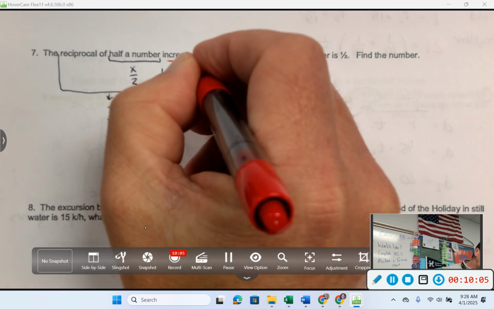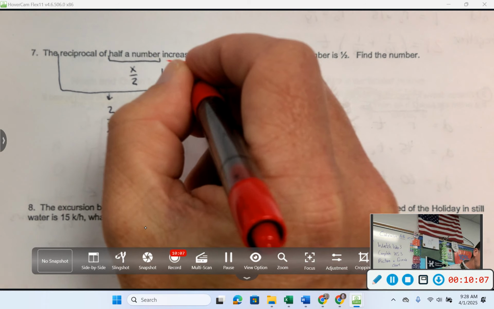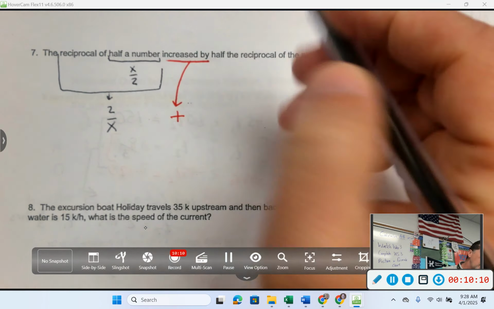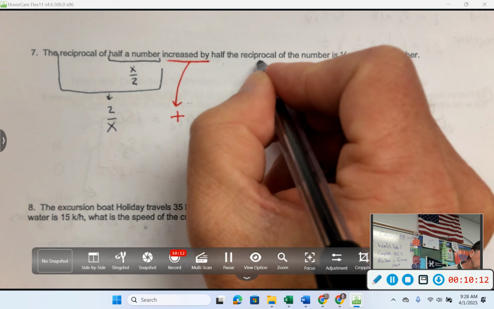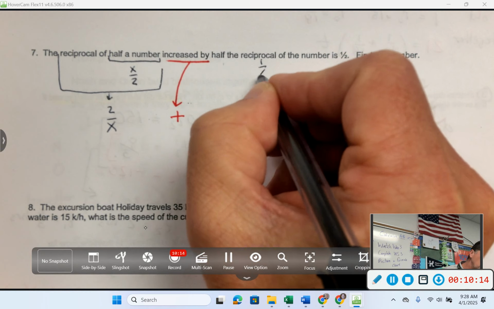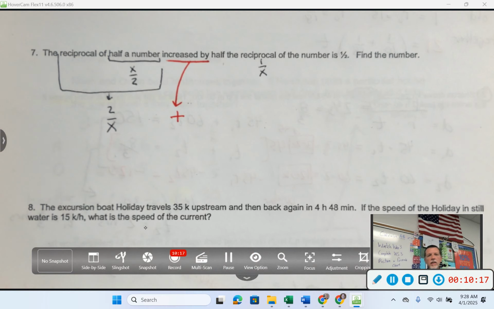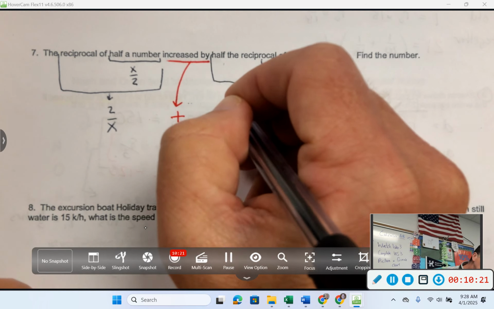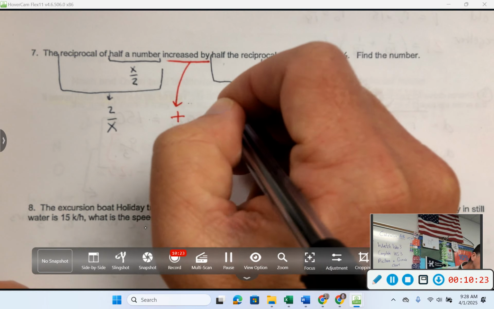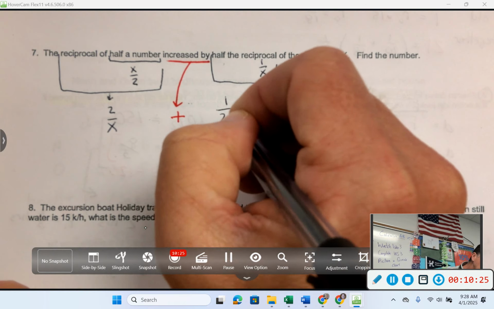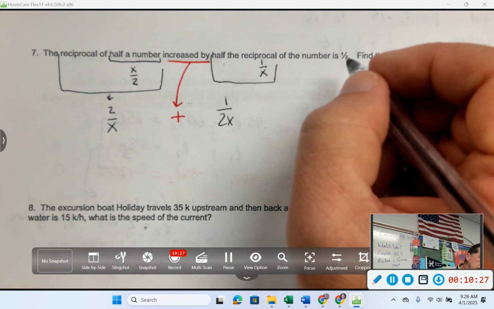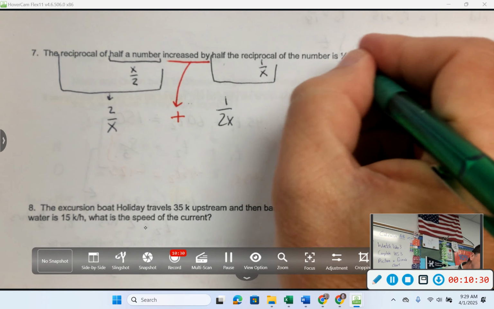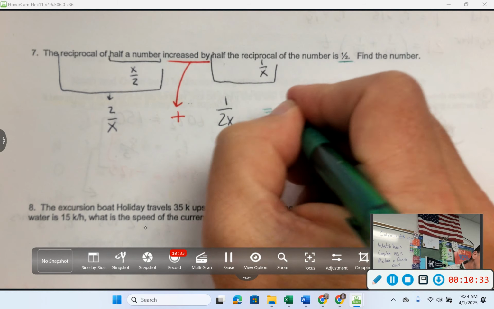Is increased by, so what's that mean? Plus half the reciprocal. Okay, well the reciprocal is 1 over x. Half the reciprocal would be 1/2 times 1 over x, so that'd be 1 over 2x. And then is 1/2, equals 1/2.